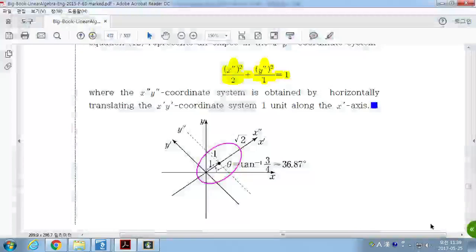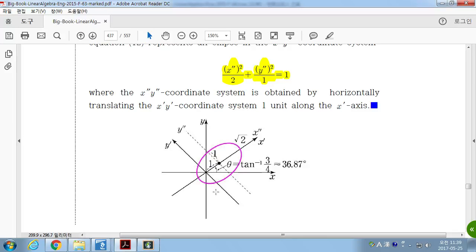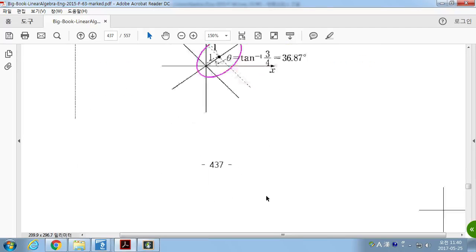Okay? So this is it. This goes to translated and rotated like this. The original one was an ellipse on the new axis, and then it has been rotated and translated to draw on the right coordinates. Okay. I think that's it. I think that's the end.